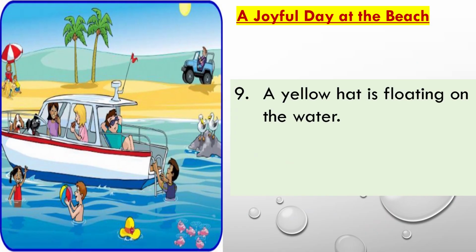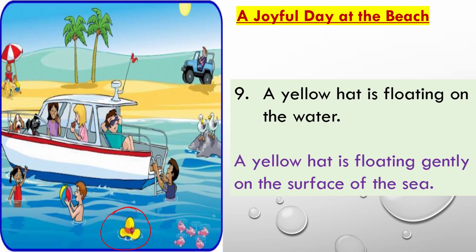Ninth one, a yellow hat is floating on the water. What extra details can you add? A yellow hat is floating gently on the surface of the sea.